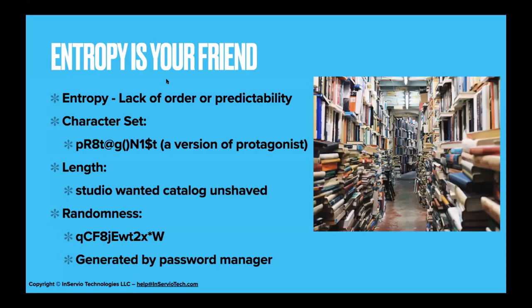So, let's take all those examples from earlier, character sets, numerical values, changing things up, and take a look at an example here. In that character set, we have protagonist. And do you see how it's all changed? Now, there's still a pattern in that, but the good first step is we're introducing all those different elements to this password. So that's a good first step. But now we've got to take that pattern out of it. We don't want to use protagonist because that's something we can easily guess.